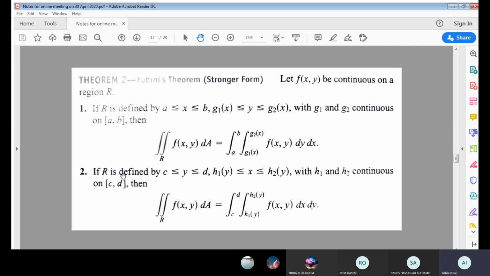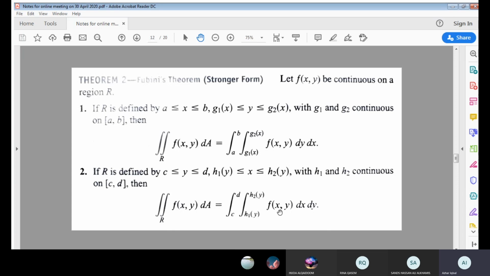Similarly, if the region R is again a non-rectangular region, defined by different constraints here, if you look at these two constraints, they are different. Here y is bounded between c and d, and x is in the range h1(y) to h2(y), where h1(y) and h2(y) are continuous functions defined on this interval. Again the same thing: this is the double integral of the function f(x,y) defined over the region R in the xy plane.